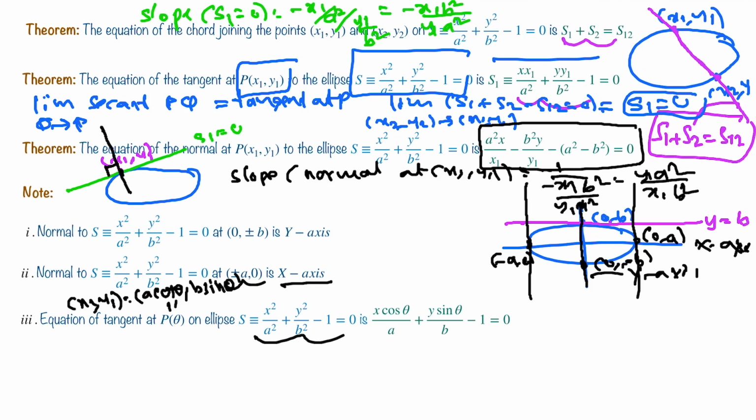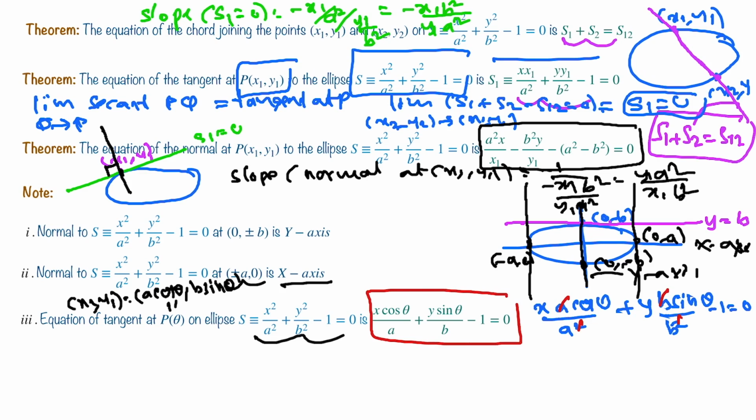So what will be S1 equal 0 in this case? For x1 I have to write a cos theta by a square, for y1 I have to write b sin theta by b square, minus 1 equal to 0. Now you see, this a square got cancelled, this b square got cancelled. What are we left with? x cos theta by a plus y sin theta by b minus 1 equal to 0. So if your point is in parametric form, your tangent should be x cos theta by a plus y sin theta by b minus 1 equal to 0.